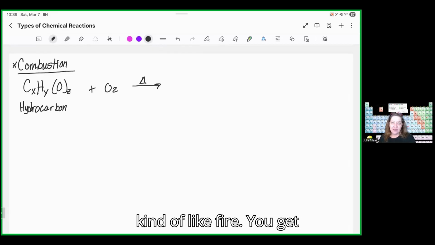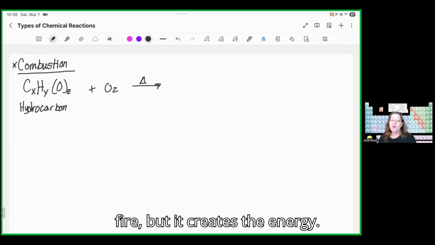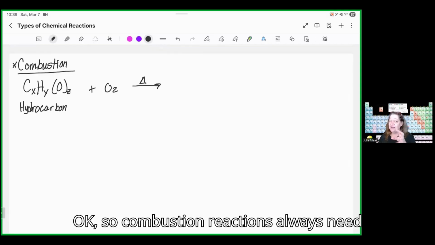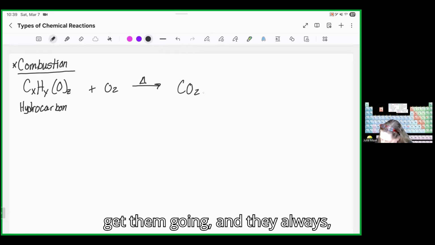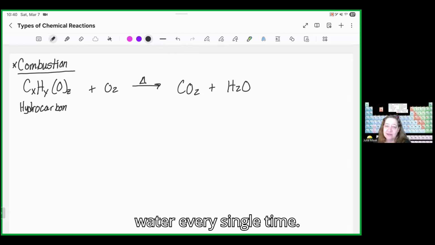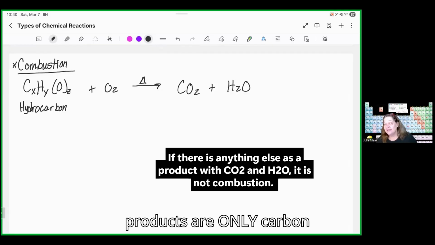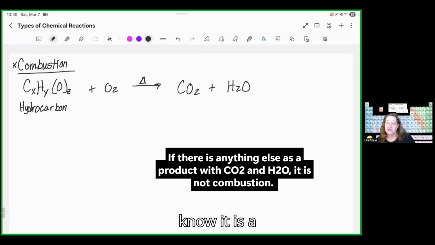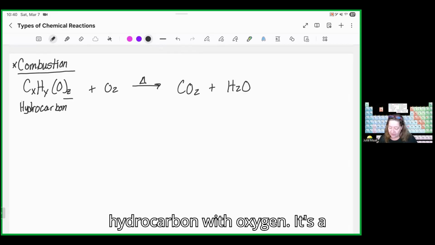It's kind of like fire. It doesn't actually create the fire, but it creates the energy. Combustion reactions always need some kind of a spark to get them going, and they always, always, always produce carbon dioxide and water every single time. So if your products are only carbon dioxide and water, you know it is a combustion reaction. If your reactants are only a hydrocarbon with oxygen, it's a combustion reaction.